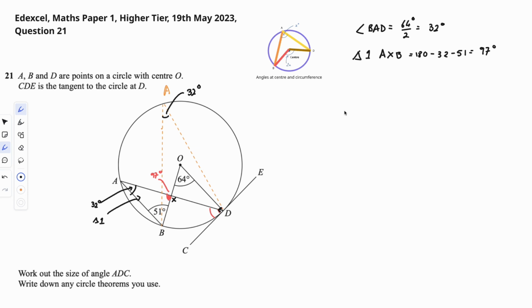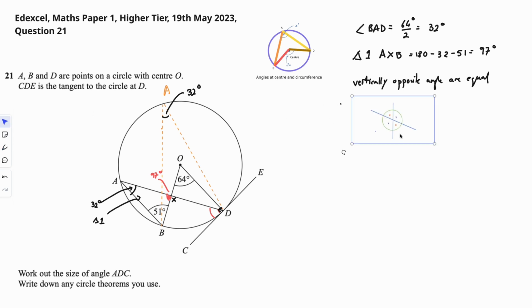But if you do remember your geometry, there's the theorem called vertically opposite angles are equal. It's essentially showing that this type of image, the angles opposite one another are equal. So if we go back to our question here, we know that this angle is 97, therefore this inside angle must also be 97 degrees.